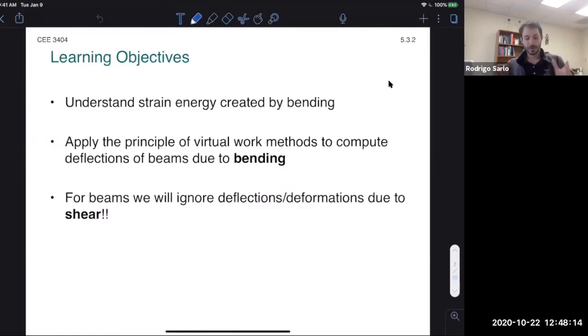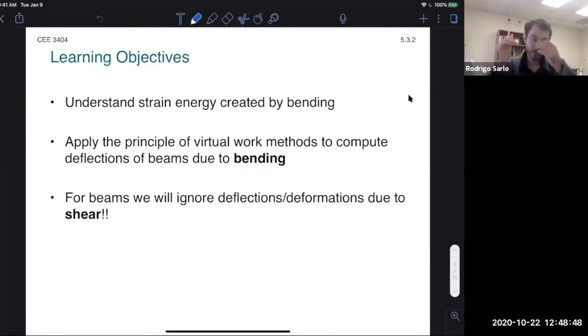Okay, so the objectives today are, first, to understand the strain energy that's created by bending. We defined strain energy before in the context of trusses as strain energy due to elongation and compression, but now beams undergo different types of deformations, right? They bend, they flex, so we have to define strain energy for that. Then we'll apply virtual work using that definition to beams undergoing bending.